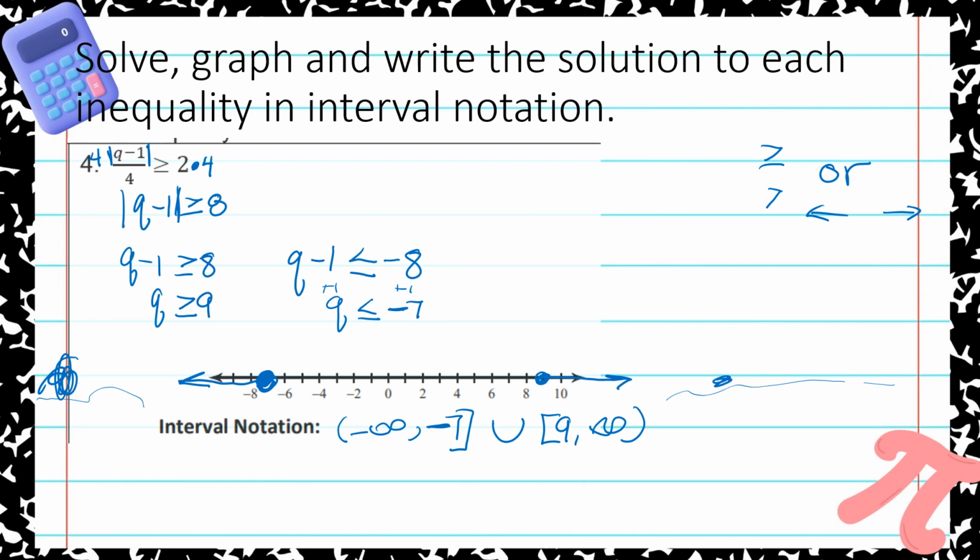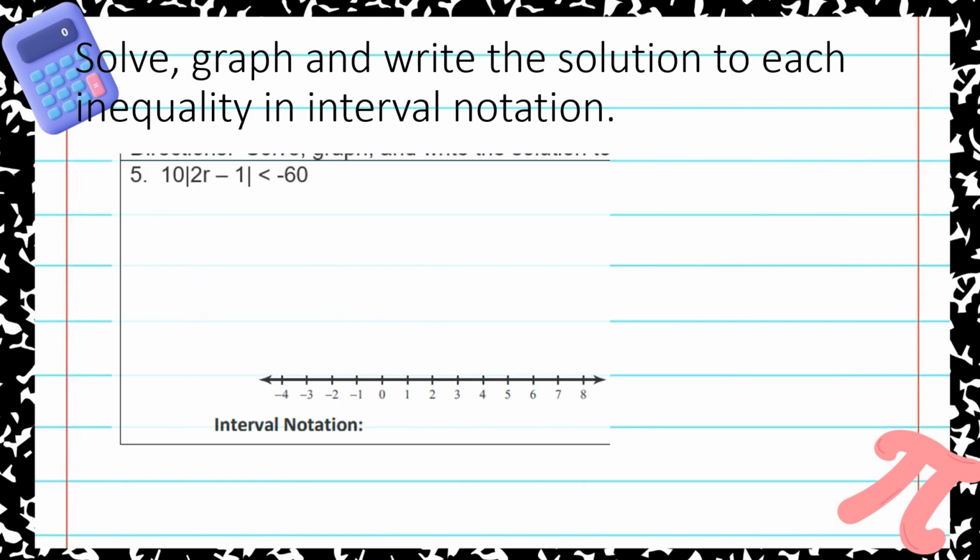All right, next. Again, my absolute value symbols are not alone, because that means 10 times the absolute value of 2r minus 1. That means I'm going to divide both sides by 10. And I'm going to get the absolute value of 2r minus 1 is less than -6. I'm hoping that after dealing with absolute value equations, this is bothering some of you. It would bother me.